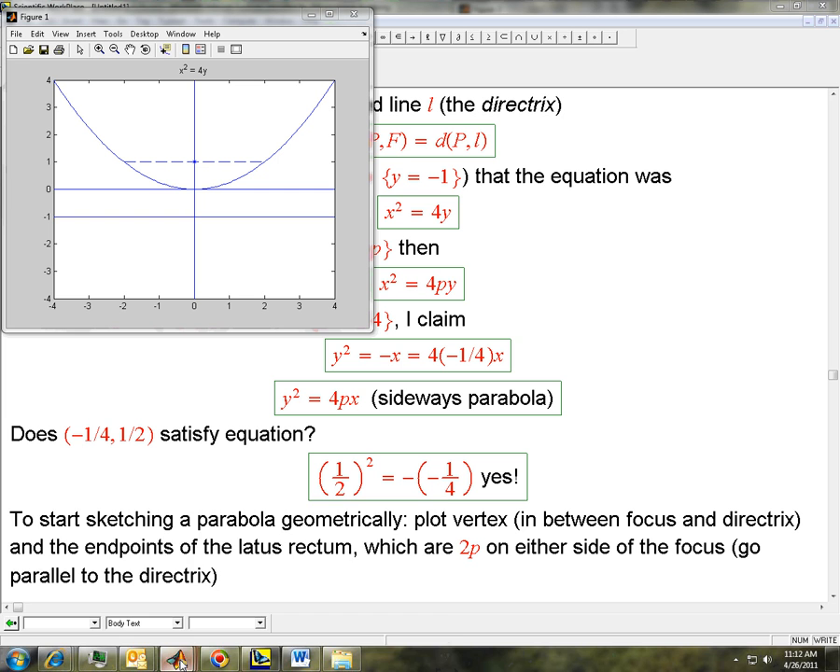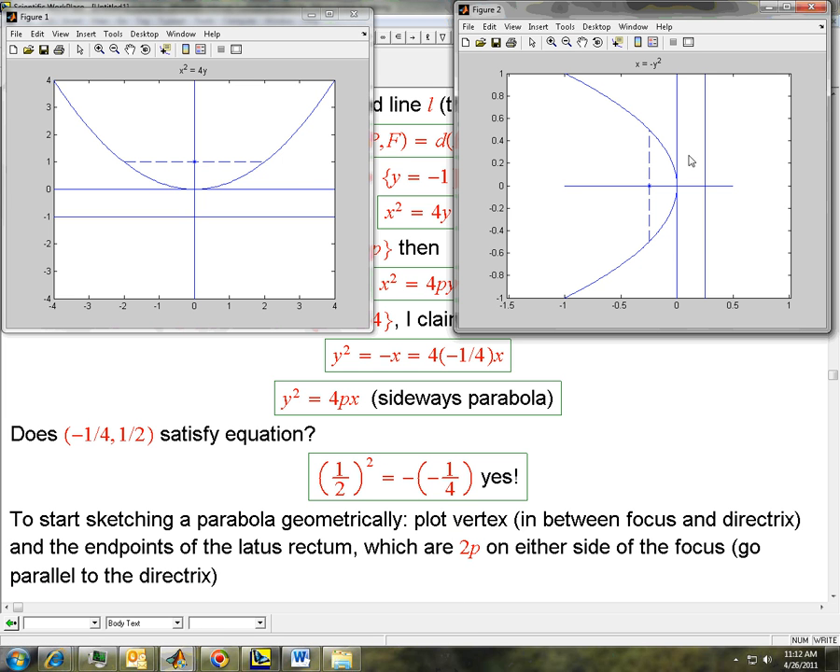For a sideways one, that's a little less familiar, but you can still plug in. Here we found the equation was x equals minus y squared. It's x equals 4py, and p just happened to be negative 1/4. And here the vertex is easy. The endpoints of the latus rectum are easy. And then just plug in a couple of y values, like y equals 1 or minus 1, which gives you x equals minus 1. And so there's 5 points, and you've got your sketch of your parabola. Okay, I think that's just barely enough to get you going on the homework.